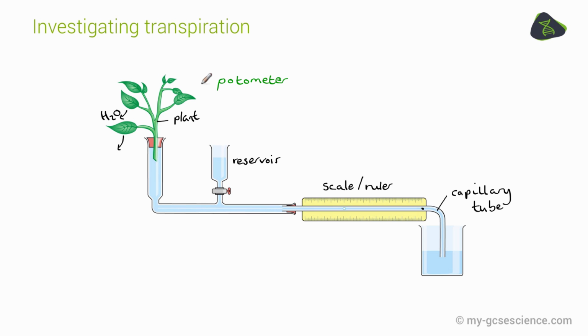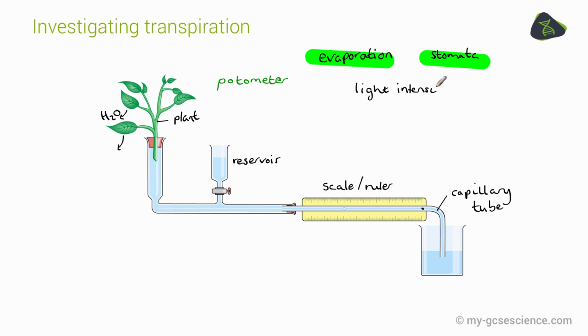So in an investigation, you want to have some variables, and there are certain things that will speed up transpiration by either affecting the evaporation of water or the stomata itself. So first of all, we have got light intensity. Now that can actually affect both.